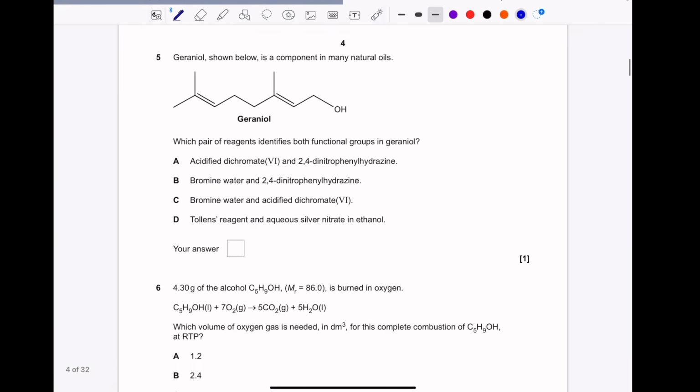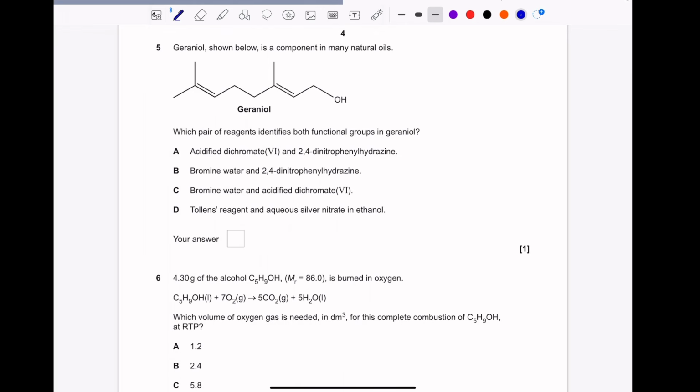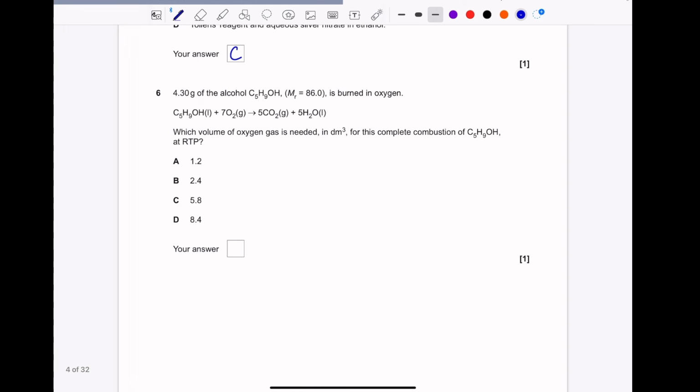Then question 5 is geraniol, shown below, is a component in many natural oils. Which pair of reagents identifies both functional groups in geraniol? So we can see an alkene functional group and a primary alcohol functional group, which requires bromine water and acidified potassium dichromate.